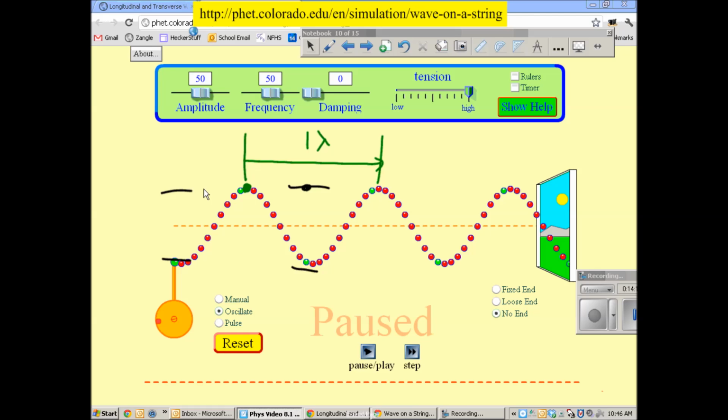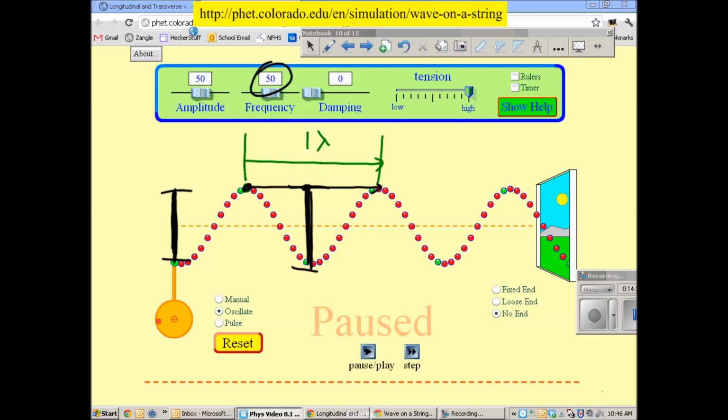Frequency is the opposite. Instead of measuring the time per wave, it measures the waves per unit time. So if you measured in 1 second, this arm would go up and down some number of times in 1 second. This particle over here would go up and down that same number of times, and this wave would travel the same number of wavelengths. So in other words, here the frequency is set at 50.